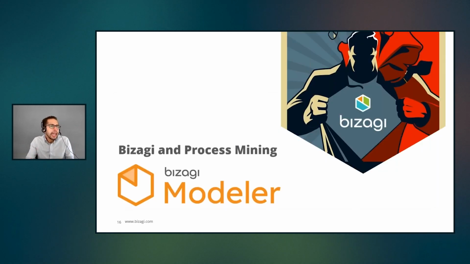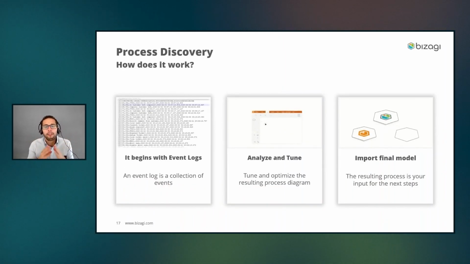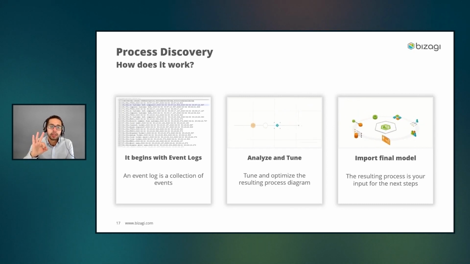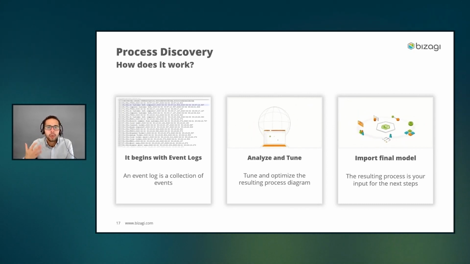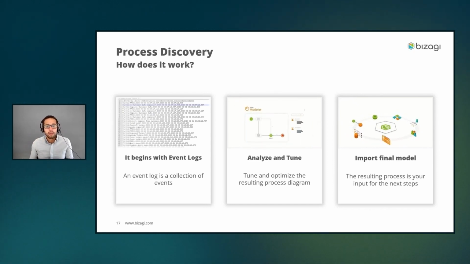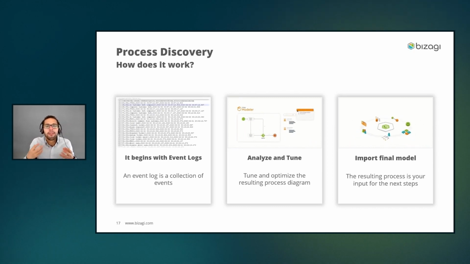So let's see now exactly how we have included Bizagi process mining, or process mining in general, into Bizagi. The first thing is, again, we are focusing on process discovery. And if you want to do process discovery with Bizagi, you must follow 3 simple steps. Everything must start with logs. Once you have those logs, you can analyze and tune your diagram, and as a final step, you can import your final model. So the first step will always be event logs.